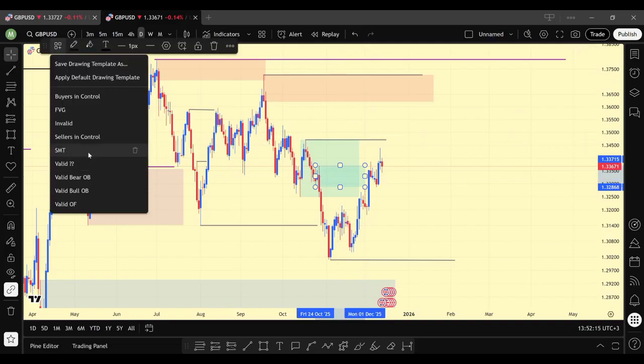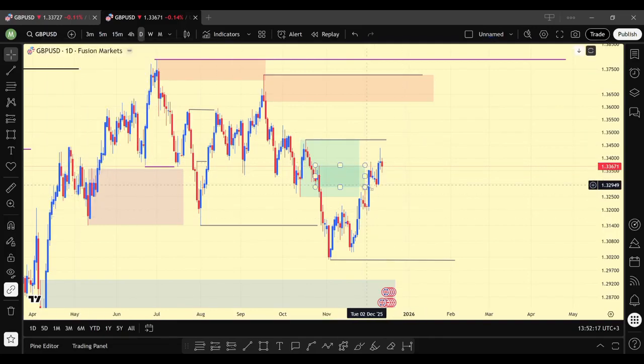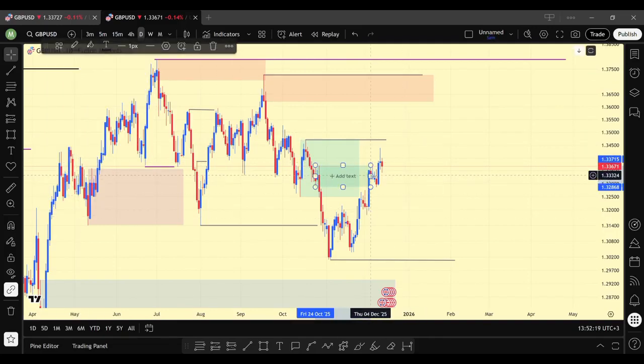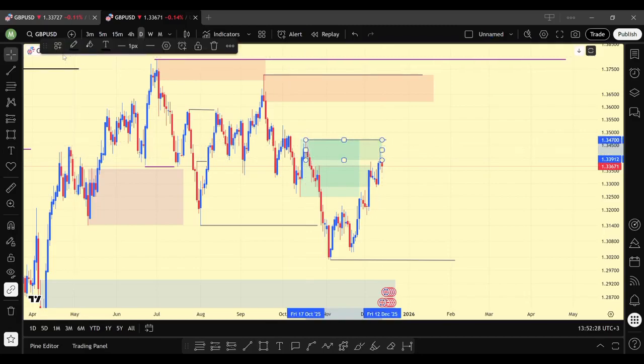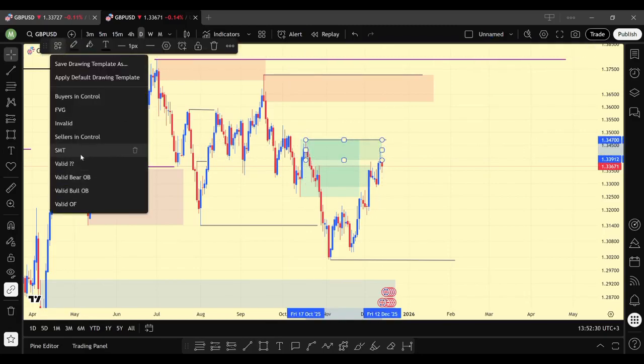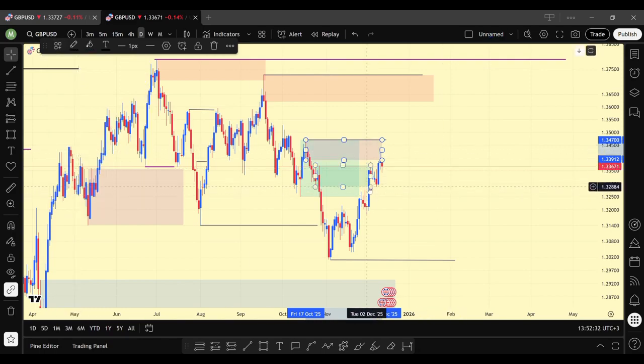You can see this is the inducement, so this is not a valid one, and it will just cause a reaction as you can see here, and then later fail. The next reaction, of course, will be from this order block, which is just a weaker one because it is not even the one that caused the break of structure. So that's an SMT. This one here is the one that caused the break of structure.